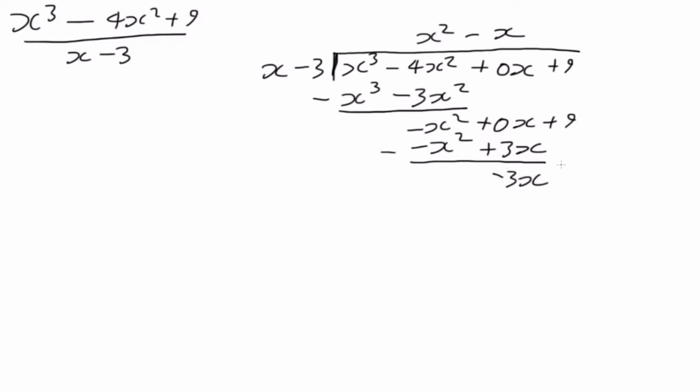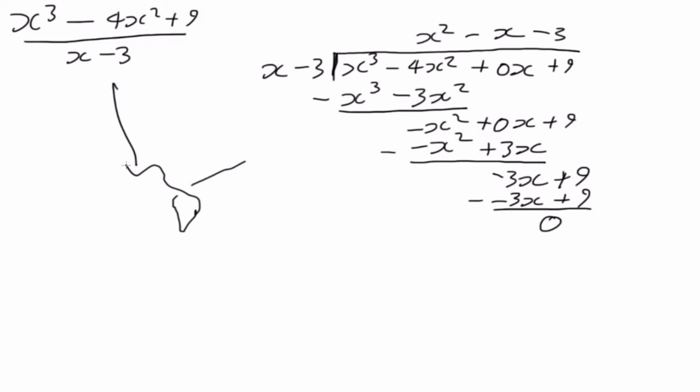Let's bring this 9 down, and now to finish it off, what do we times x by to get minus 3x? Well, that is just minus 3. So now we have minus 3x, and then minus 3 times minus 3 gives you 9. And as you can see, when we take these away from each other, we get a 0, which is great. So this will give you x squared minus x minus 3.